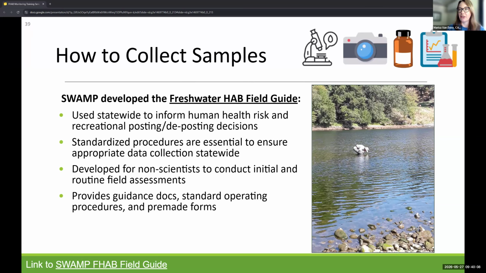For sample collection, the guides provided from the program offer procedures that can be incorporated into different types of monitoring plans depending on the goals that you're targeting, and include standardized procedures and also example field data sheets that you can use as a template or as a whole.